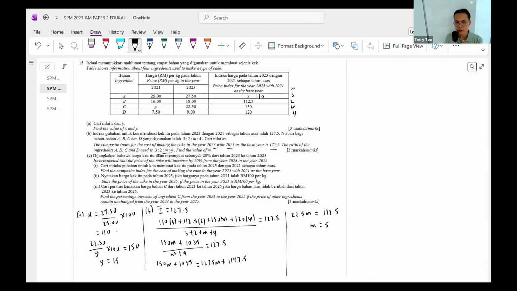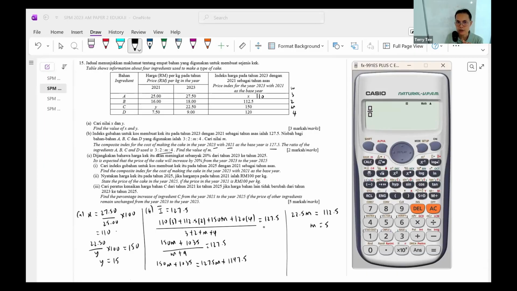Okay. Now, one thing to let you know, you can actually use your calculator function. 150 alpha x plus 1035, divide by alpha x plus 9. You use this button, alpha, equals 127.5. Then you press shift solve for x, and x is 5. So you use a calculator to double check. Yeah, the answer is 5. M is correct.